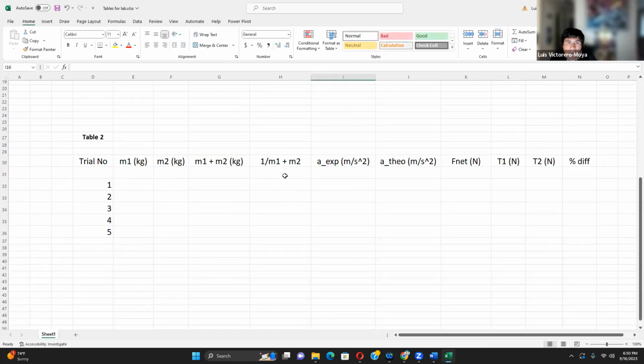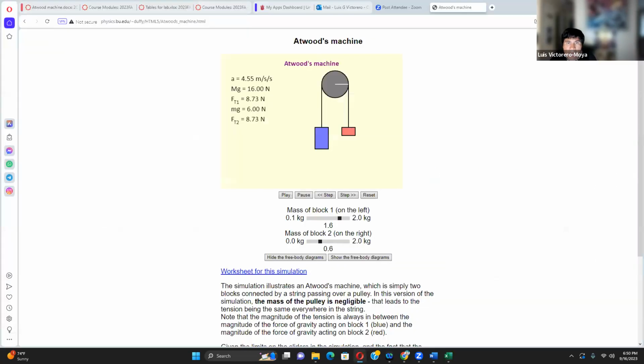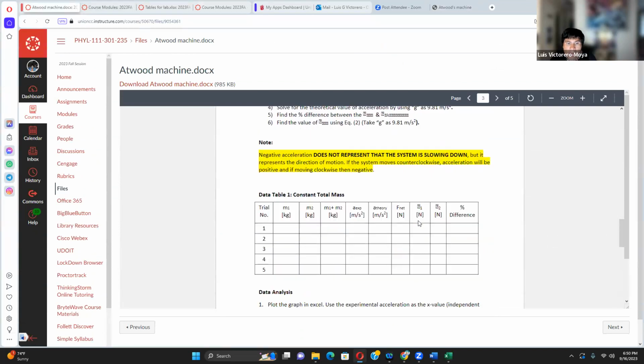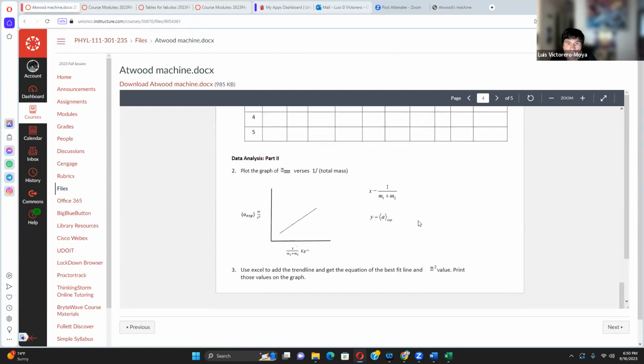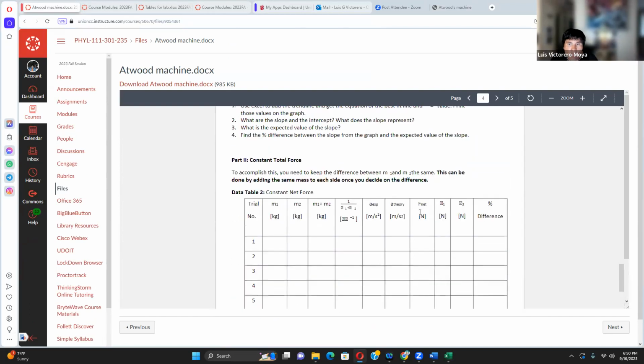Part two is very similar, but now you're going to have this value and you're going to plot acceleration versus 1 over the total mass. Because the slope will give you the other. And think about it. In here, you're going to have a constant total force. That means that M1 and M2, the difference should be the same. This can be done by adding the same mass to each side once you decide the difference.